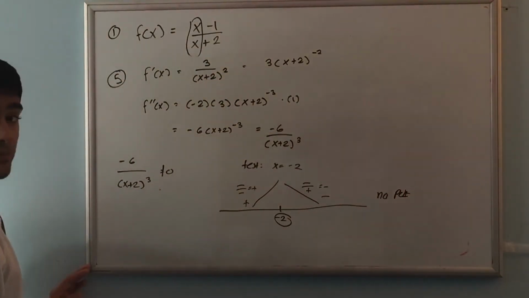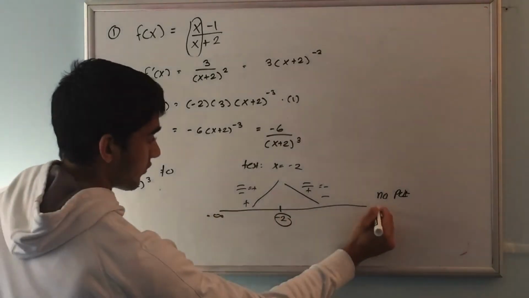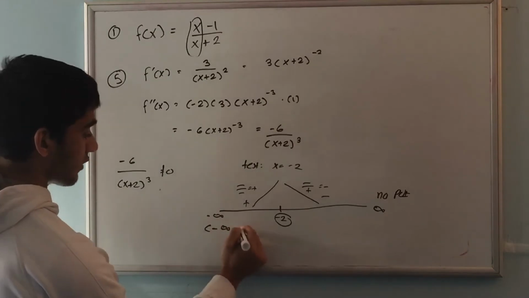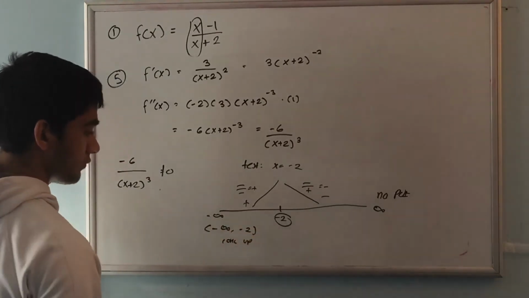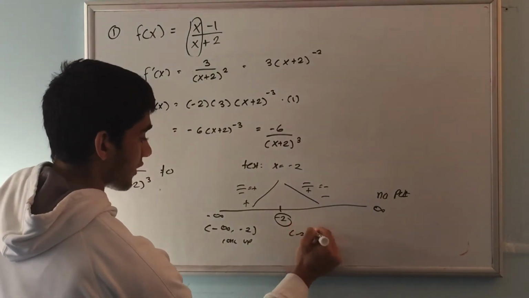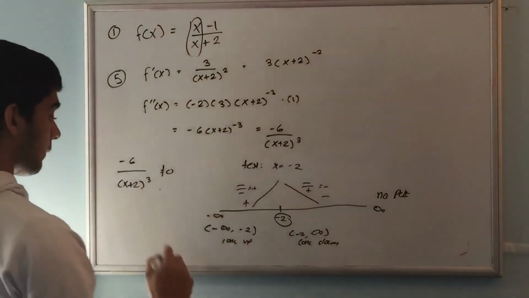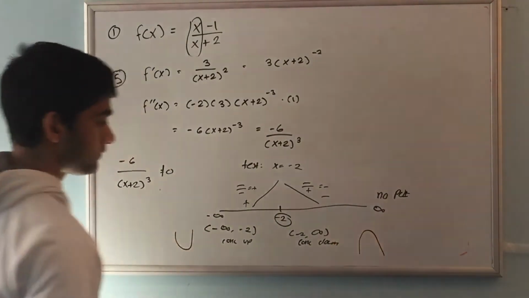And now we can write our intervals of concavity. If you label this as negative infinity and this as positive infinity, we can say from negative infinity to negative 2, it is concave up, and from negative 2 to positive infinity, it is concave down. Remember, concave up looks like a U shape, and concave down looks like a mountain.